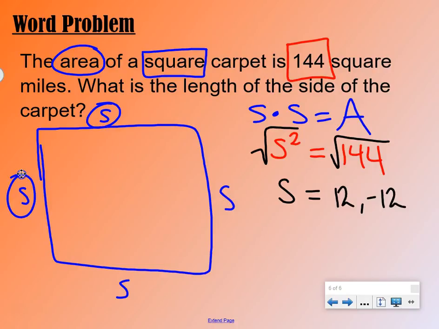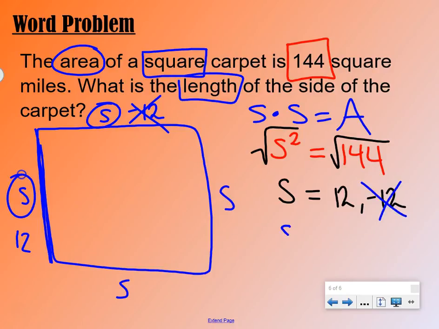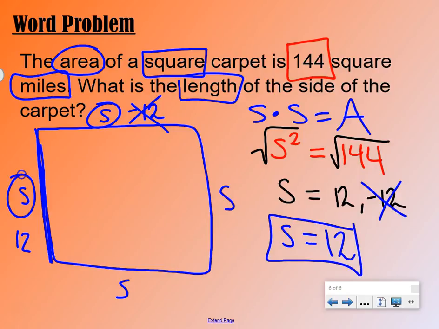Now, we have to be careful because does our answer make sense? Are both 12 and negative 12 answers for this problem? If we look, an area of a carpet could have a side length of 12, but could it have a side length of negative 12? Would that make sense? No, because a length is always positive, never negative. So we would want to say nope to the negative 12, and we would just have one answer this time, and it would be s equals 12. And if we really wanted to be specific, we would use our dimension. It would be 12 miles.